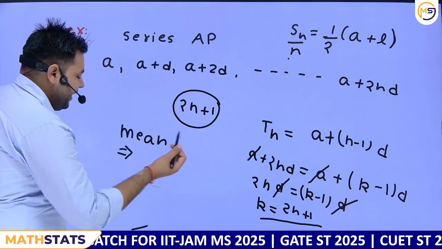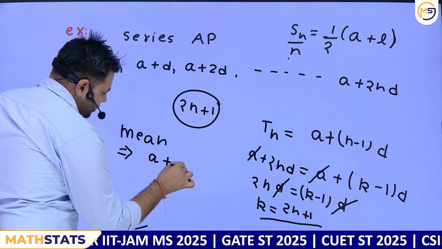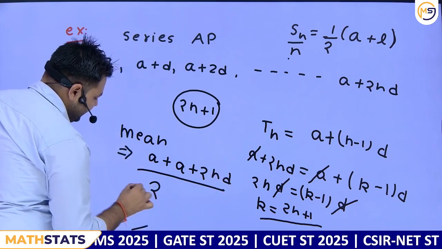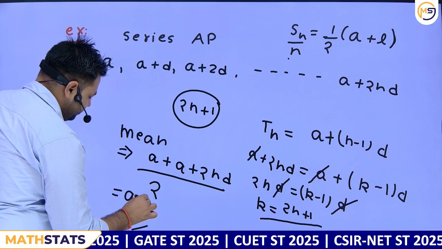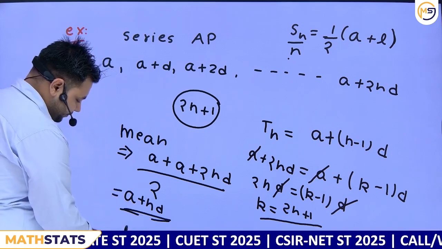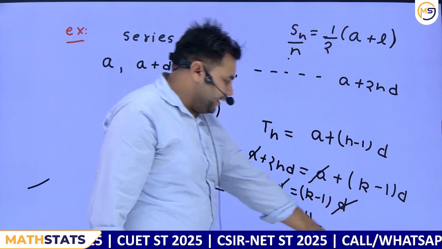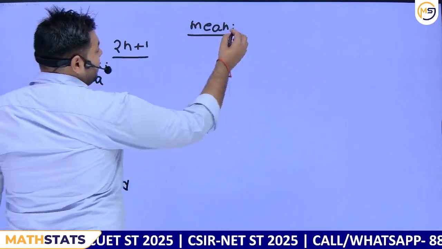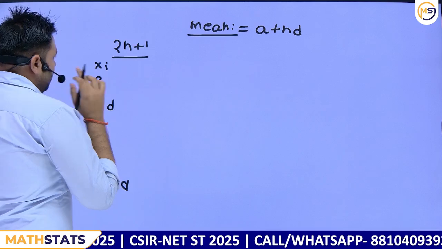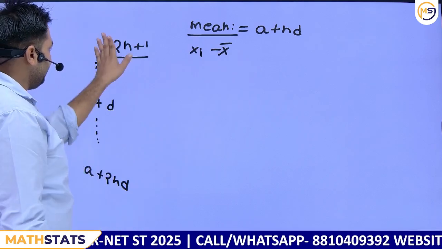So the first term is A and the last term is A plus 2nD, divided by 2. So the mean of this AP series equals A plus nD. Now, xi minus x bar: what is the value of xi minus x bar?